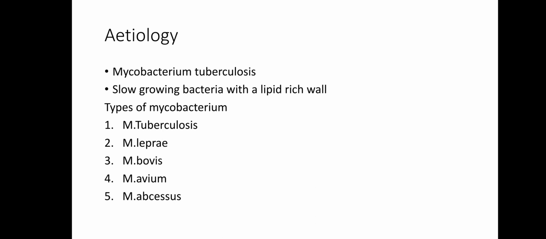So there are so many types of mycobacterium, but these are the five common ones. M. tuberculosis, the one that causes TB. There's Mycobacterium leprae, which causes leprosy. We have Mycobacterium bovis, which affects cattle. And of note, we use the antigen from Mycobacterium bovis to create the BCG vaccine that's given to infants at birth. There's Mycobacterium avium, which affects birds, and there's Mycobacterium abscessus. As I said, there are so many other mycobacteria, but these are the common ones.